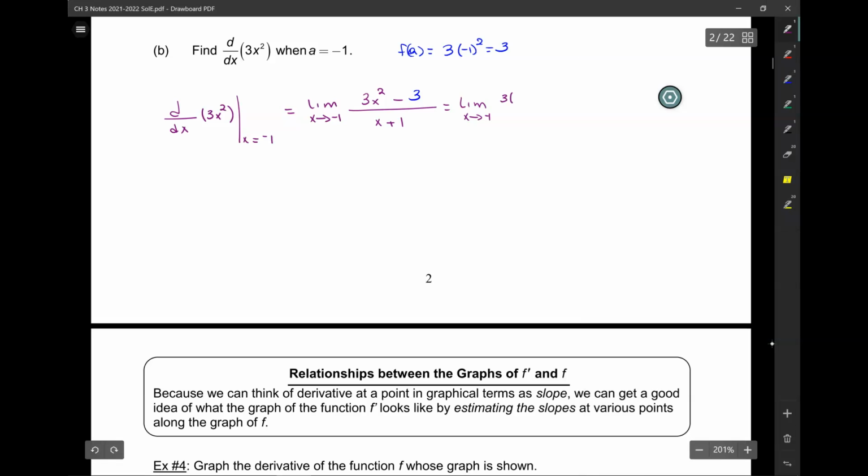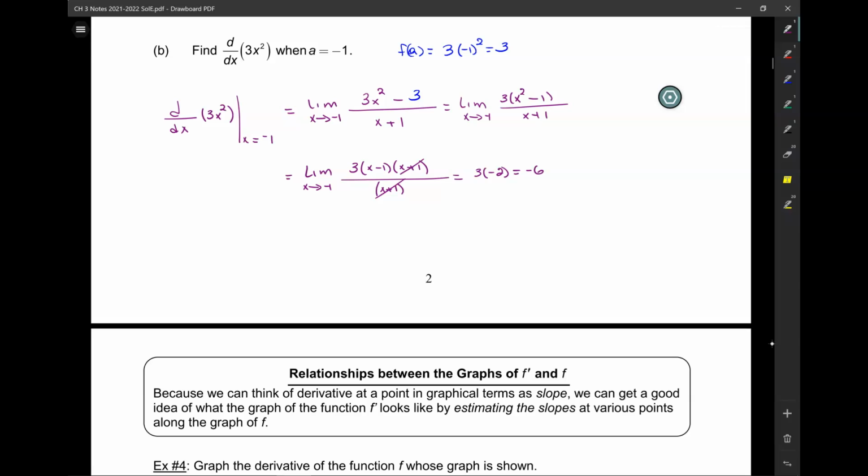So factor out the 3, we get x squared minus 1. Limit x approaches negative 1, 3 x minus 1, x plus 1, over x plus 1. Okay? So cancel that. And now I can plug in negative 1, so I get 3 times negative 2 is negative 6. Would the units still be the same?